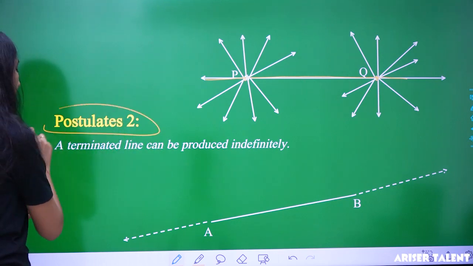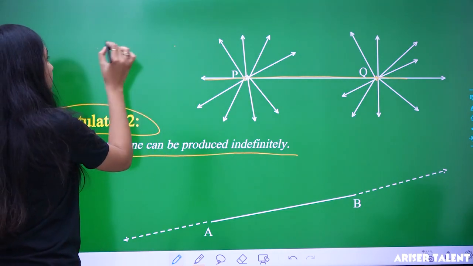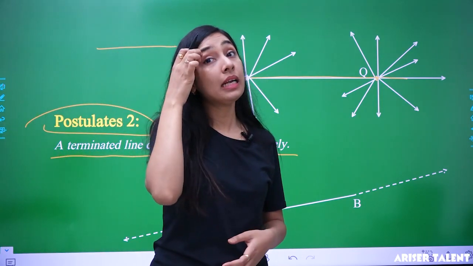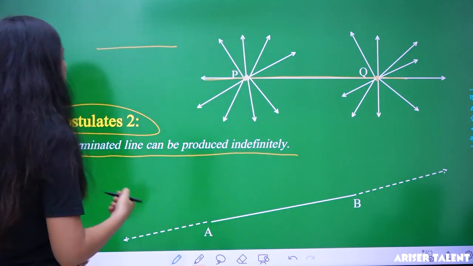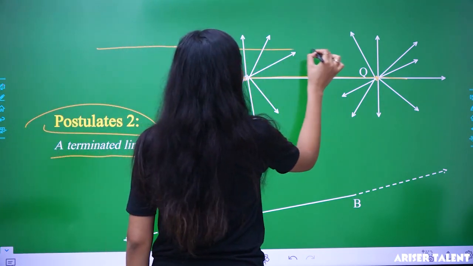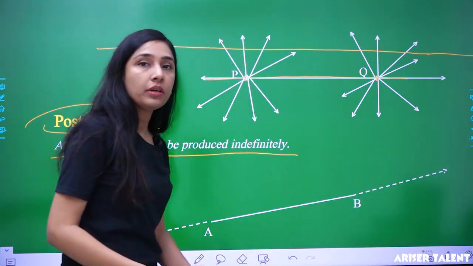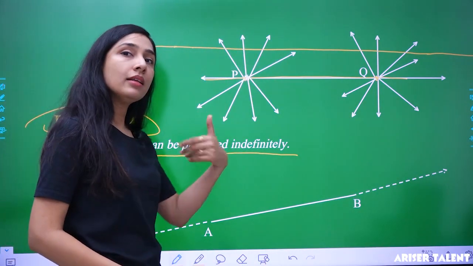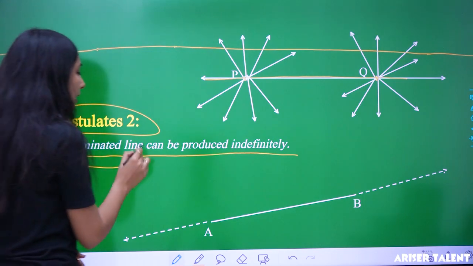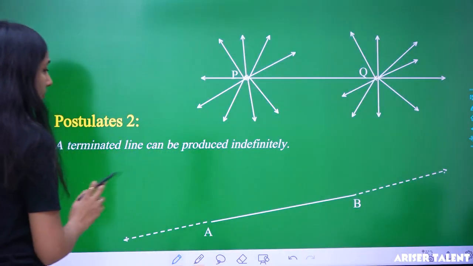Okay. Postulate 2: a terminated line can be produced indefinitely. Basically, in modern geometry, we call a terminated line a line segment. Now, if we want to produce it, you can go in this direction to infinity. This digital board has certain boundaries, but the line can be extended to infinity from this end and from this end also. So a terminated line can be produced indefinitely.